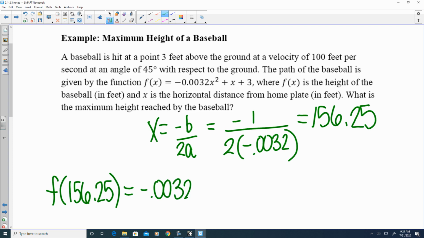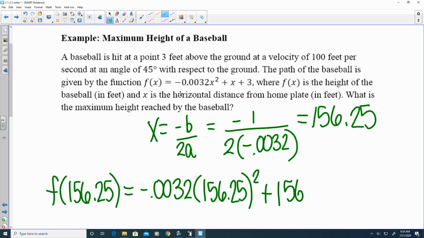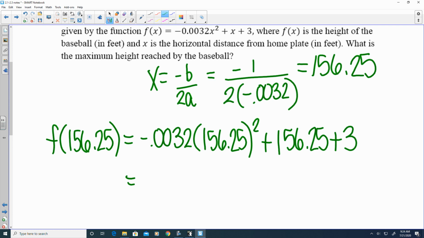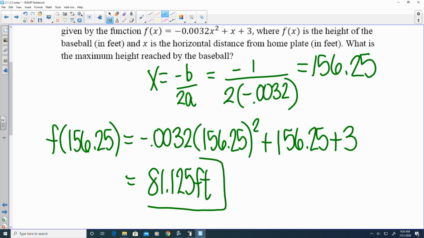So I'm going to plug it in everywhere I see an x. It's going to go to 156.25. And my calculator tells me that that simplifies to 81.125 feet is the height of that. Okay.